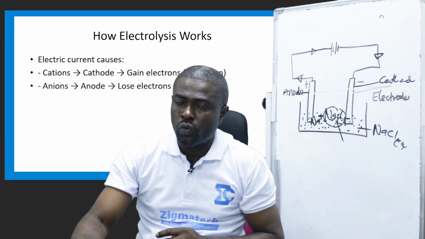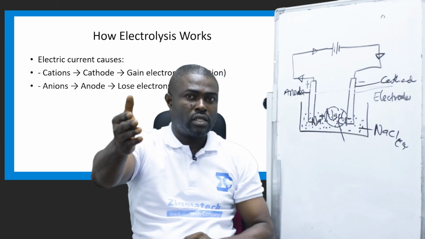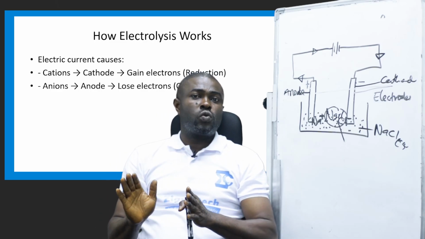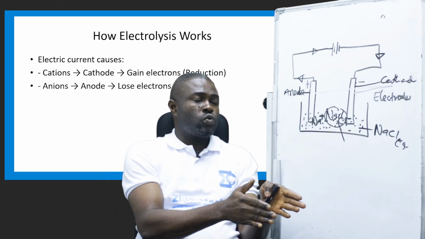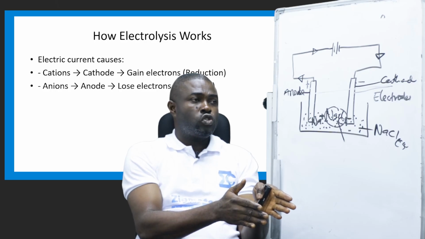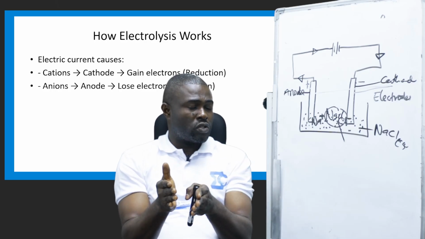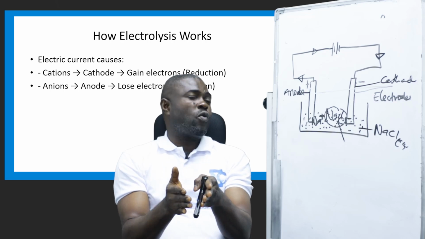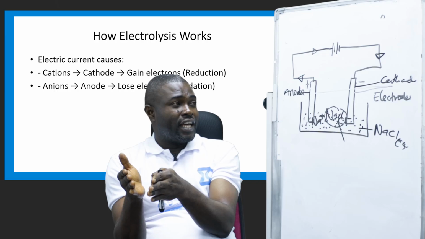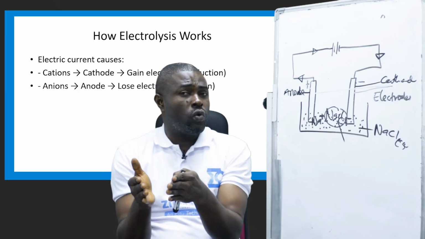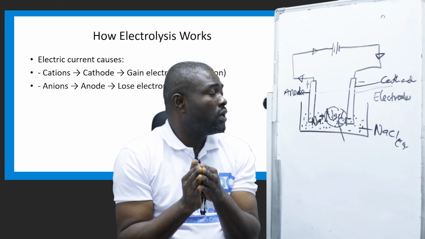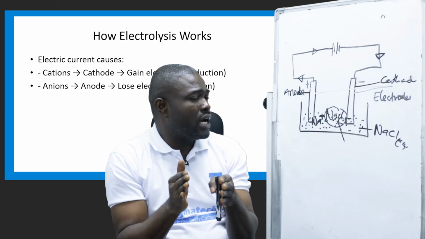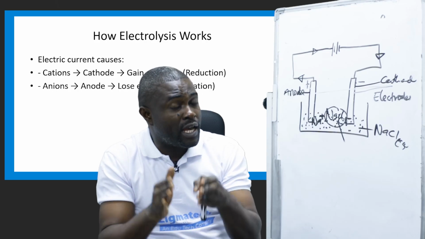How electrolysis works. Look at it. Electric current causes what? Cations, which is positive, to move to the what? Cathode, which is the what? Rod. The negative rod. And then what will happen there? When it gets there, it will gain electron and produce a neutral element.